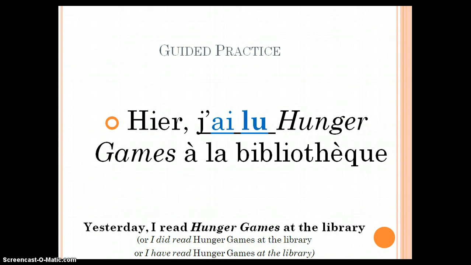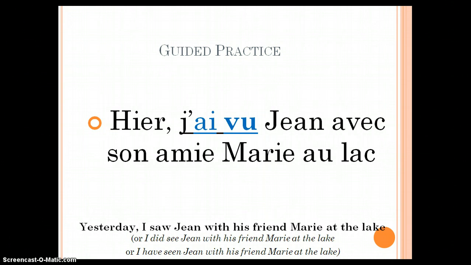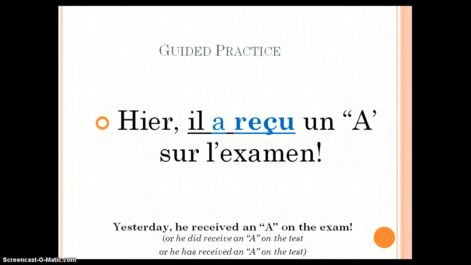Here's some guided practice for us to look at the passé composé in context in sentences. Hier, j'ai lu Hunger Games à la bibliothèque. Yesterday, I read Hunger Games at the library. You can also translate this to mean I did read Hunger Games or I have read Hunger Games. Hier, j'ai vu Jean avec son ami Marie au lac. Hier, il a reçu un A sur l'examen.